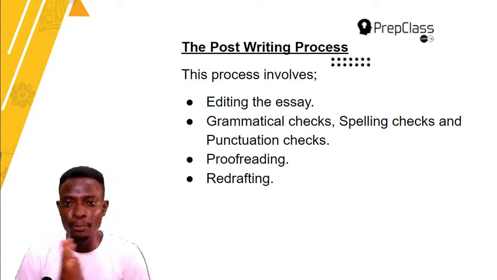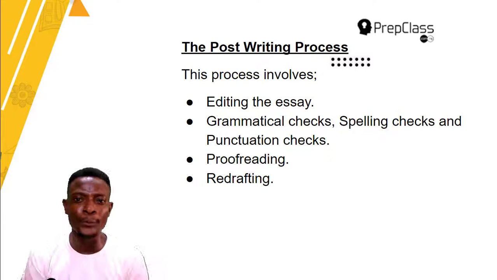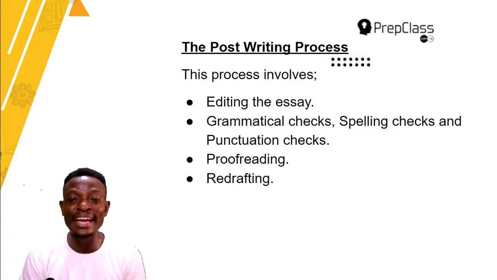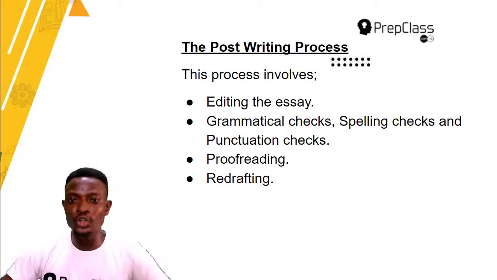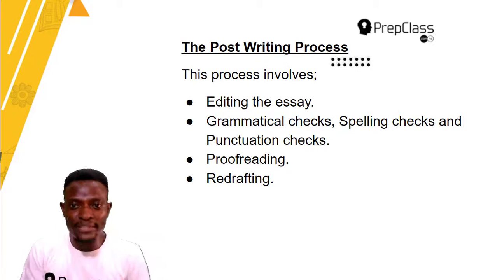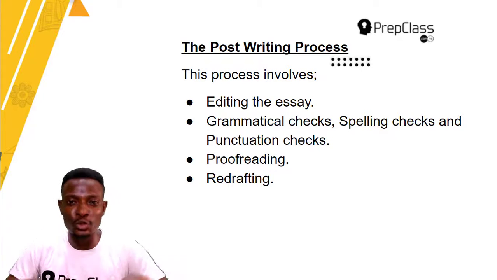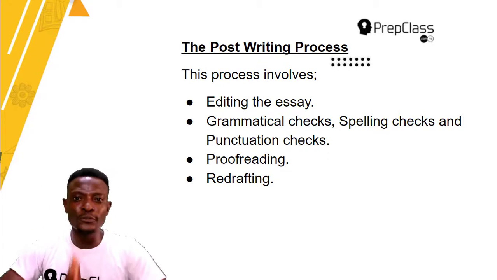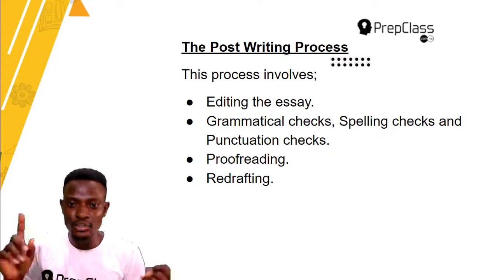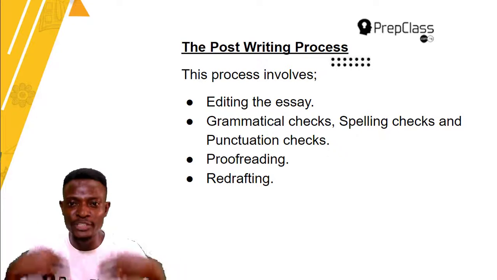Then you move on to the body of the essay where you develop your outlines into a full-fledged essay. Then you come to your conclusion where you summarize your essay, all the points, you weave them together and you show their importance to your stance in the essay. Then you come to the post-writing process where you edit, you check for errors, you proofread, and you redraft.